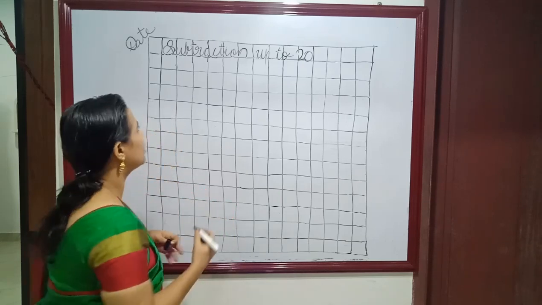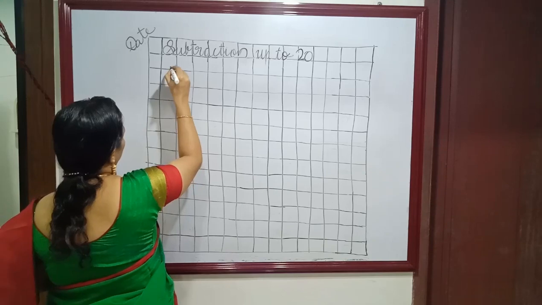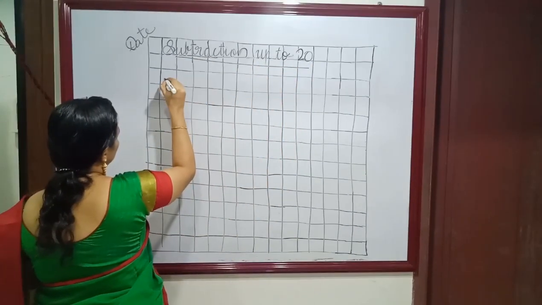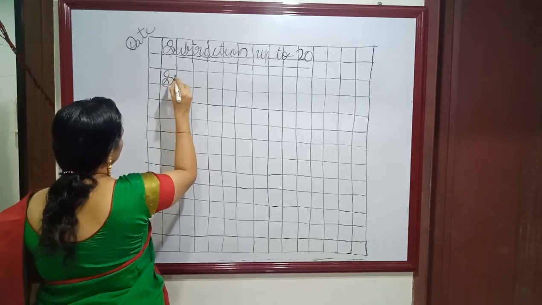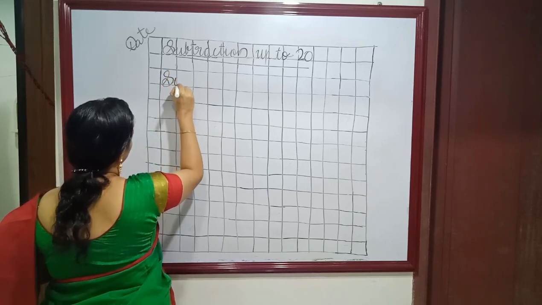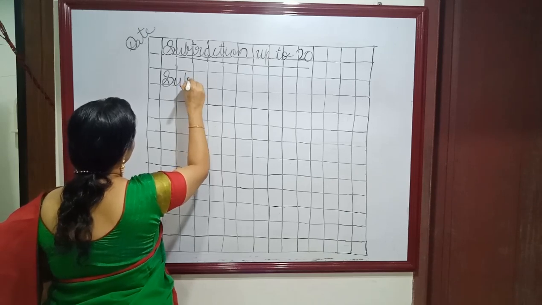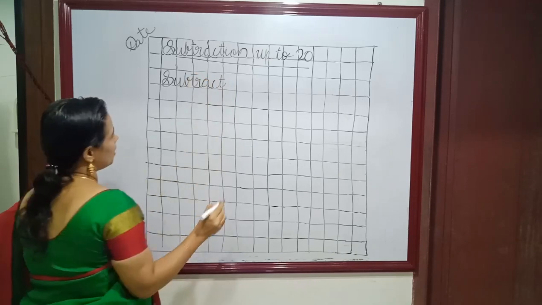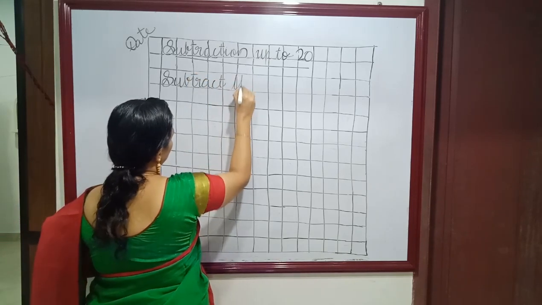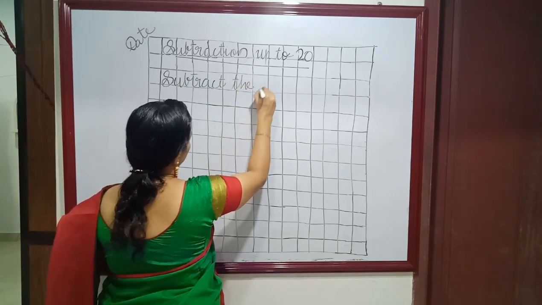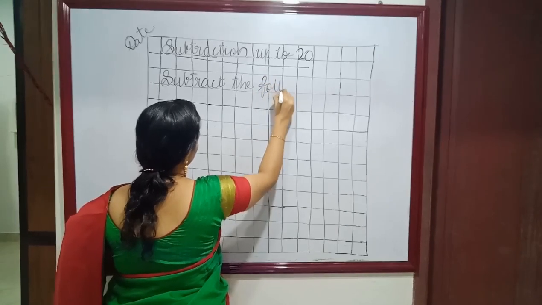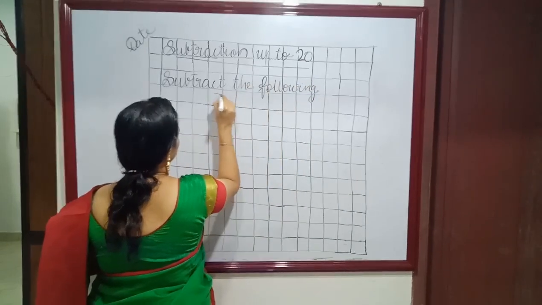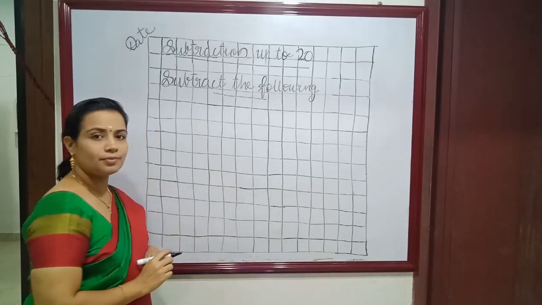Third heading. Subtract the following. Underline the heading and write down the subheading: Subtract the following.